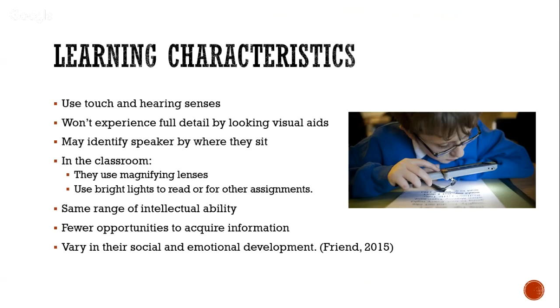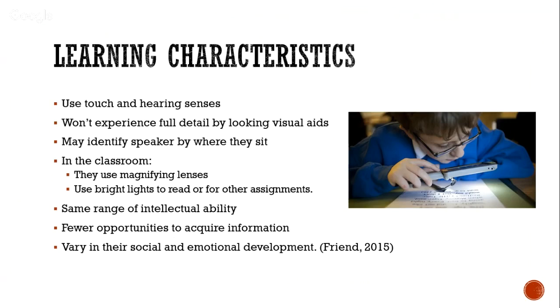As far as learning characteristics go, students with visual impairments will often use their touch and hearing senses. This is kind of like to compensate. If your vision's not as good, of course, you're going to try and use other things to cover that. They won't experience full detail by looking at visual aids, so that's important for teachers to be aware of. So if you're showing them maps or pictures or something, you're either going to have to describe it or use other sources as well to supplement that.